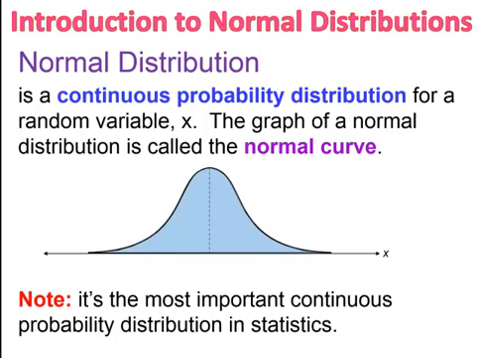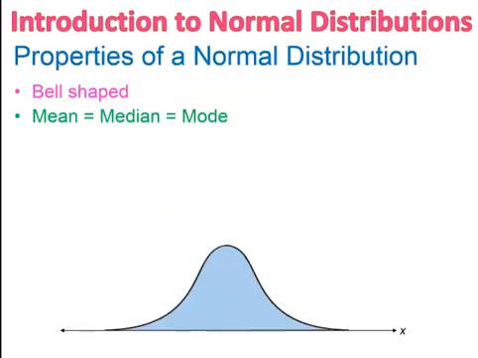Introduction to normal distributions. A normal distribution is a continuous probability distribution for a random variable x. The graph of a normal distribution is called the normal curve, as shown here. Note, it is the most important continuous probability distribution in statistics.